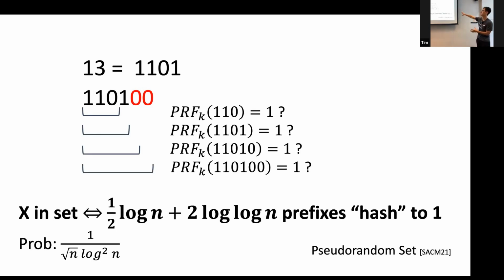And we simply look at the hash value for all the prefixes longer than half log n. And we say if x is in the set, the requirement is that all the prefixes longer than half log n need to be hashed to 1. And if you take the probability, it will roughly be 1 over square root n times log square n. So this is our set representation. Each index is included in the set using this, and we use this algorithm to check it.